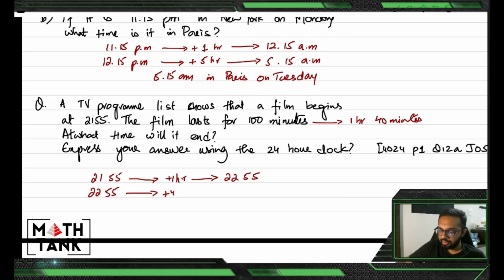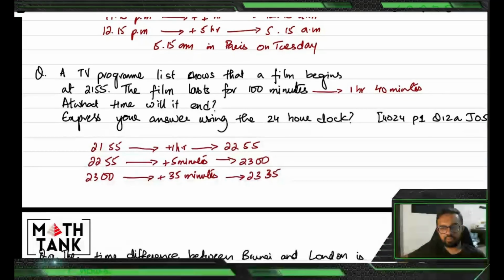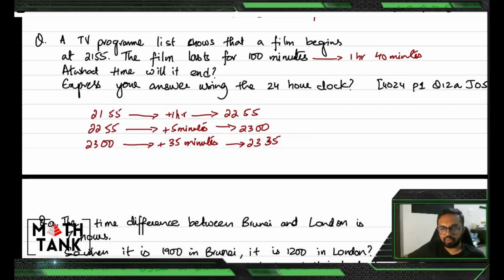Now I cannot add 40 minutes altogether because it changes in 5 minutes. In 5 minutes it becomes 2300. Then I'm going to add how many more minutes? I'm going to add 35 more minutes. I've broken up the 40 minutes into 5 plus 35 because it was bothering me. So this is 23:35. Okay, so the show ends at 23:35.